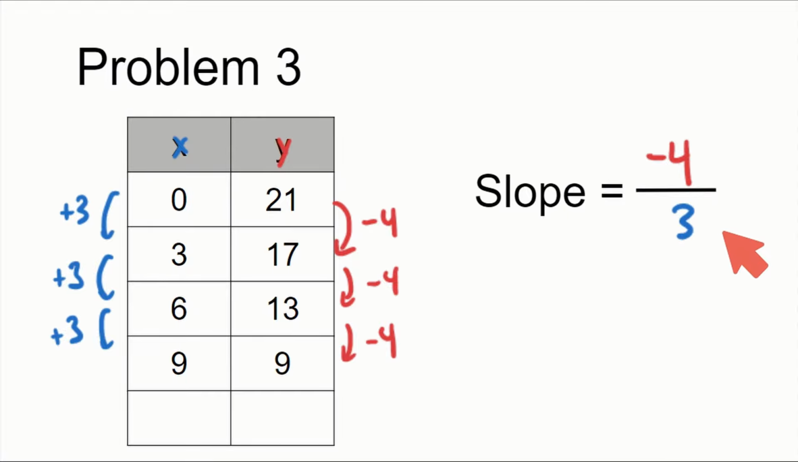How can I use my slope to help me figure out the next point? If I continue the pattern, I know that my next jump is going to be negative 4. So 9 minus 4, this spot would be at 5. And taking a look at my x's, I know this next jump is going to be plus 3. So this jump is going to land on 12. So my next point on my table is going to be 12, 5.